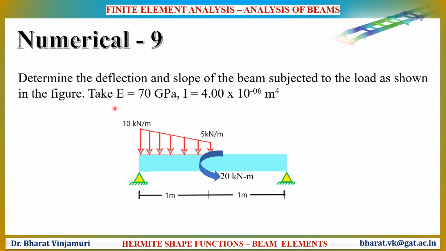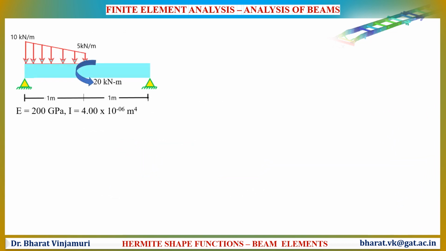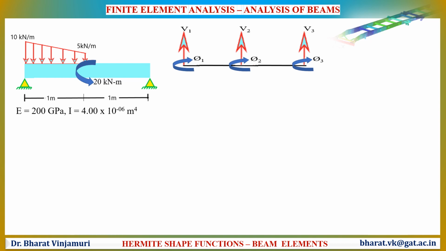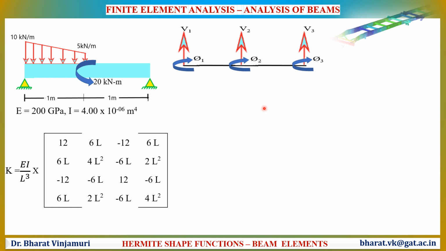The Young's modulus and moment of inertia of this example have also been given. Let us start this problem by converting the geometric model into finite element. This structure will have two elements, element 1 and element 2, and totally will have 6 degrees of freedom. Let us find the stiffness matrix of each element.